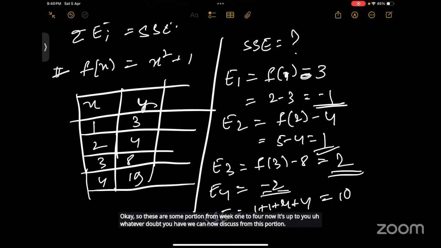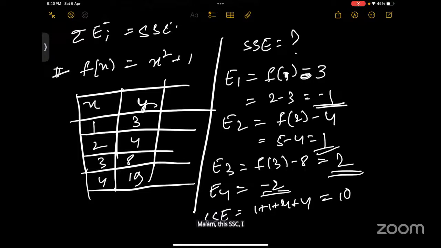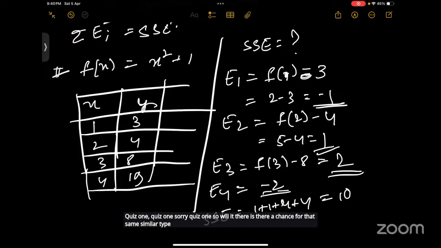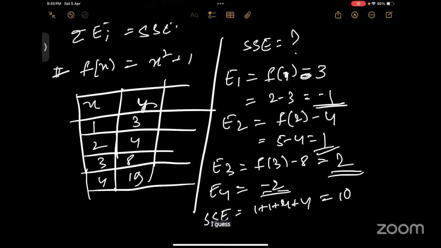Ma'am, this SSE, I guess this was there in quiz 1. So is there a chance for a similar type of question to come up in the final? I know you cannot say that, but still. I guess the probability is low. You can guess whatever you want.